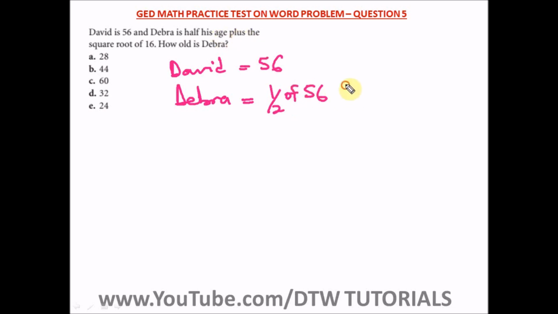Then it says plus the square root of 16. That is the square root of what? 16. How old is Deborah? Okay, so let us just solve this.